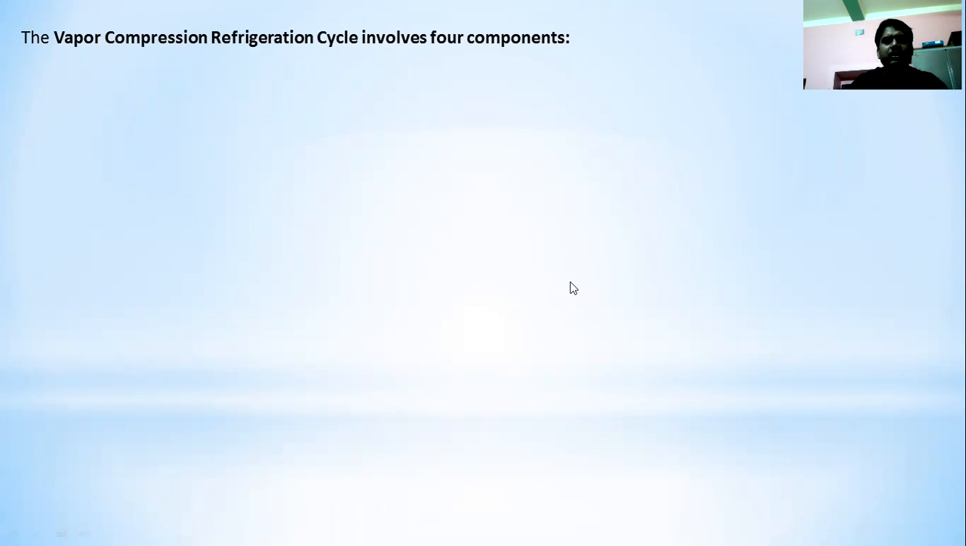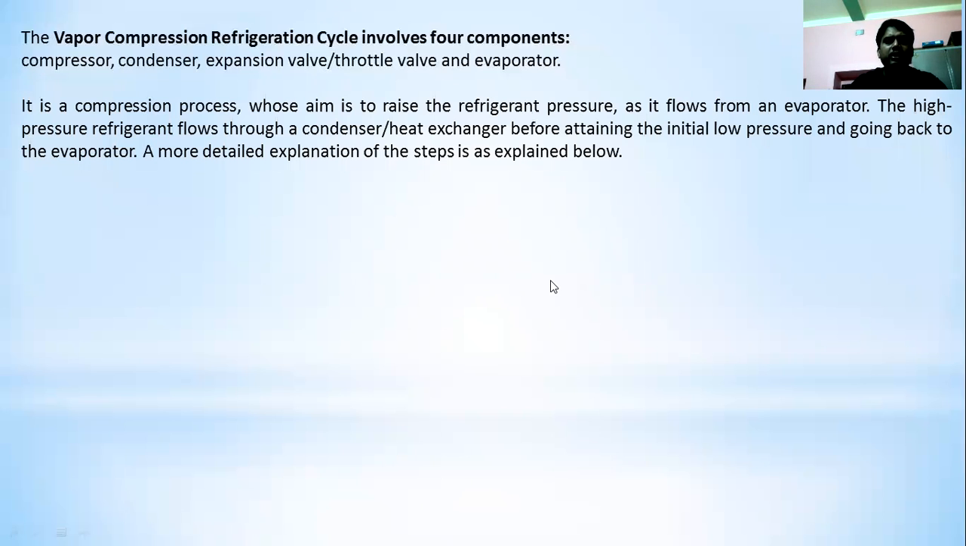Basically, this is known as the vapor compression refrigeration cycle. The vapor compression refrigeration cycle involves four components. Number one, compressor. Number two, condenser. Number three, expansion valve or throttling valve. Number four, evaporator. It is a compression process whose aim is to raise the refrigerant pressure as it flows from an evaporator. The high pressure refrigerant flows through a condenser heat exchanger before attaining the initial low pressure and going back to the evaporator. A more detailed explanation of each step is as follows.